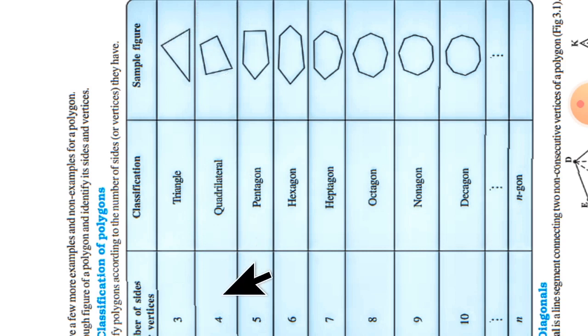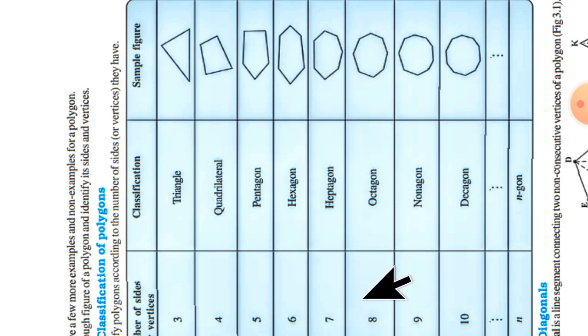If there are 4 sides and vertices, it is a quadrilateral. Then there are 4 sides, 1, 2, 3 and 4. If there are 5 sides and vertices, it is a pentagon. And there are 5 sides and vertices, that is 1, 2, 3, 4, 5. If there are 6, then it is a hexagon. So there are 6 sides, 1, 2, 3, 4, 5, 6. If there are 7, then it is a heptagon. So there are 7 sides and vertices, 1, 2, 3, 4, 5, 6 and 7.